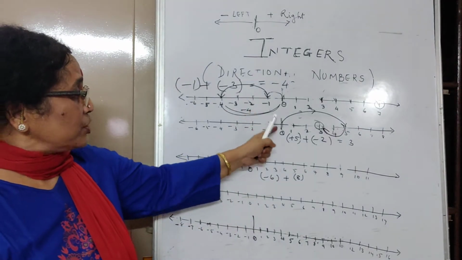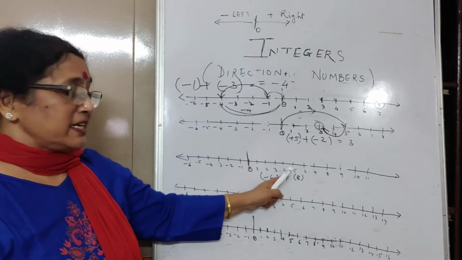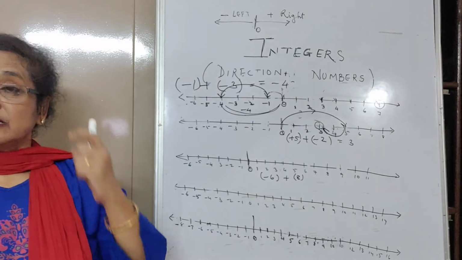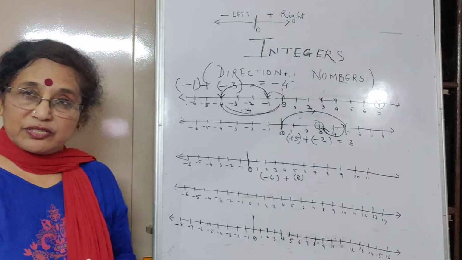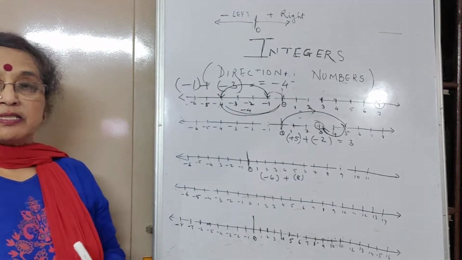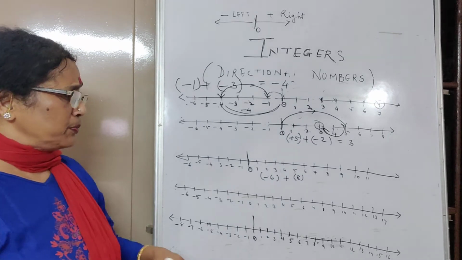So next one is now minus 6 plus 8, right? So let us do different combinations, right? Minus 6 plus 8. So first time, it is both ways, correct.